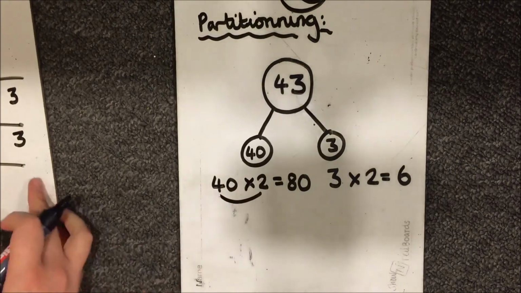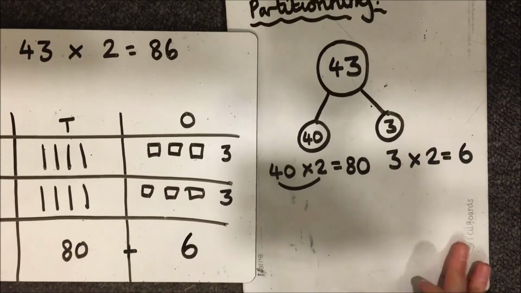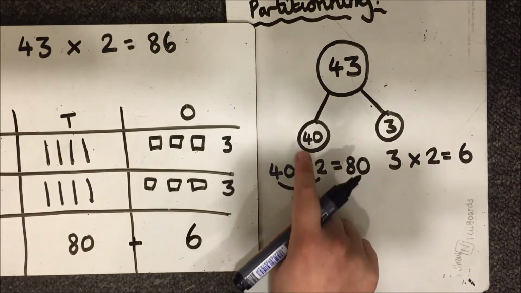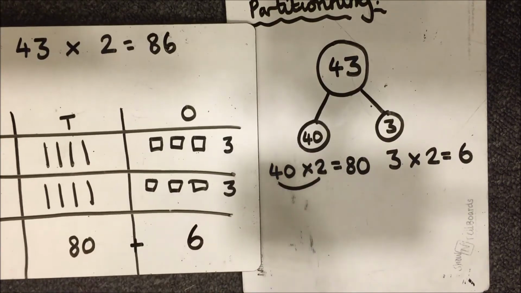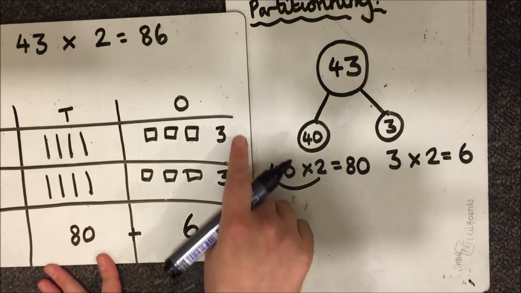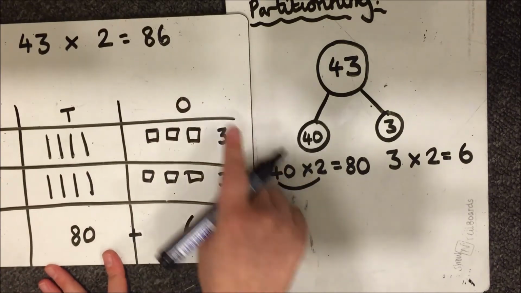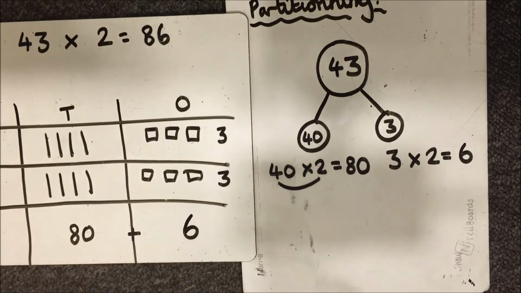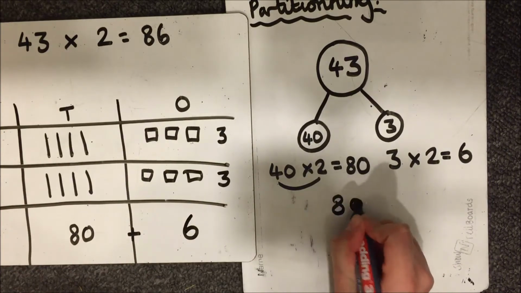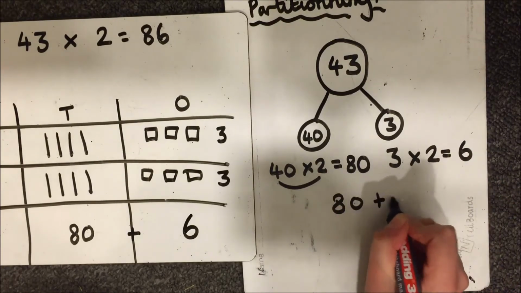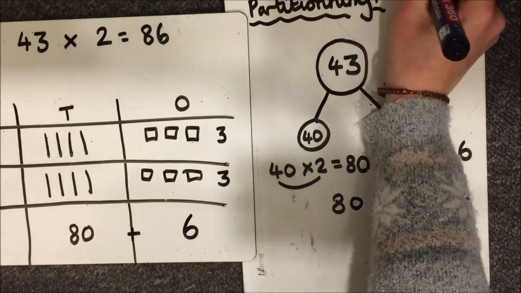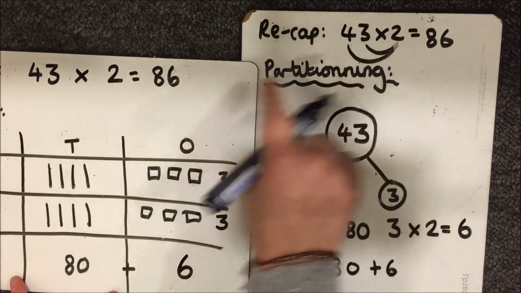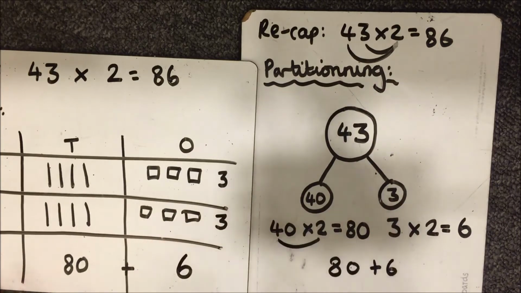Then to get our answer, just like here, I've done my ones times 2, just like here. And I've done my tens times 2, just like here. What did I then do here? That's right, I added up my ones and my tens, and then I added them together. So I need to do 80 from here and the 6 from here. So my answer is 86. It doesn't matter which method you use, you will get the same answer if you use Dean's grid or partitioning.